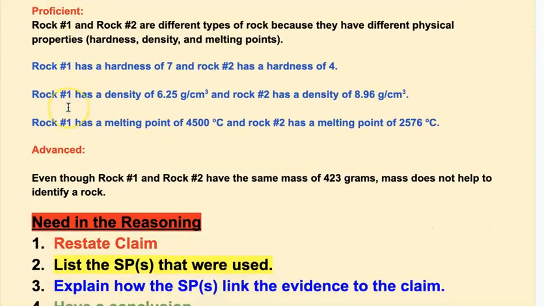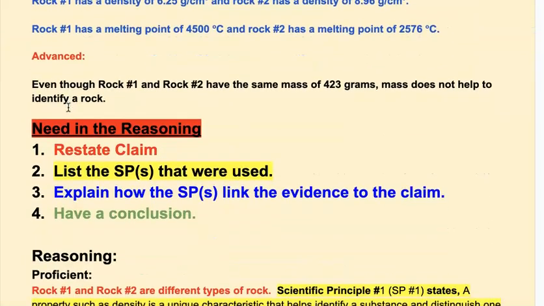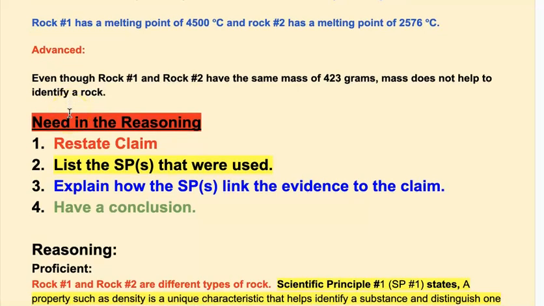Now comes the hard part, the reasoning. These are the 4 parts you need in the reasoning. You need to restate your claim. You need to list the scientific principle or principles. In this case, we're using 2, right? We need to list them. Here's the hardest part that a lot of students miss: you have to explain why these scientific principles can connect your evidence to the claim, and then have a conclusion.